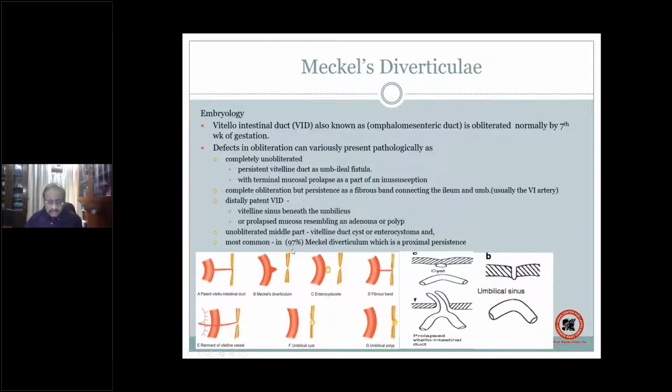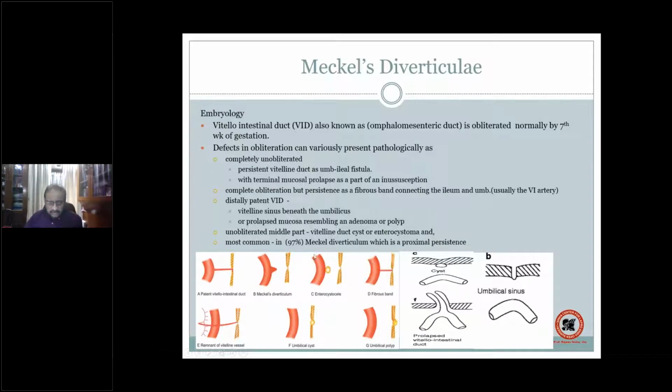Or you can have an unobliterated middle part. So the middle part remains unobliterated, resembling a vitelline duct cyst or enterocystoma. It looks something like this. You've got a cyst in between. So the terminal part has been obliterated, the proximal part has been obliterated, and the middle part is left behind.